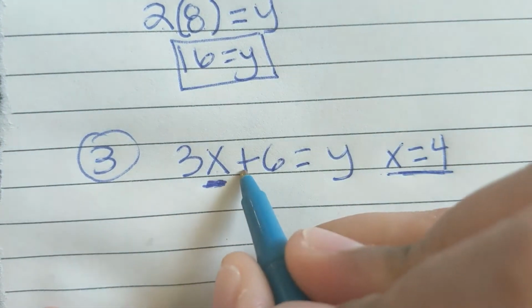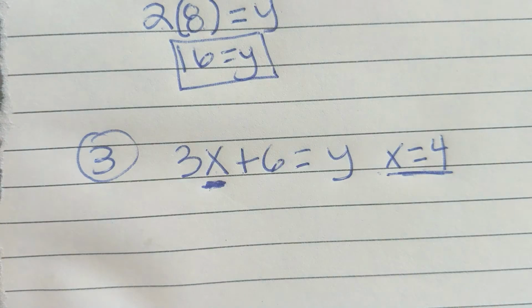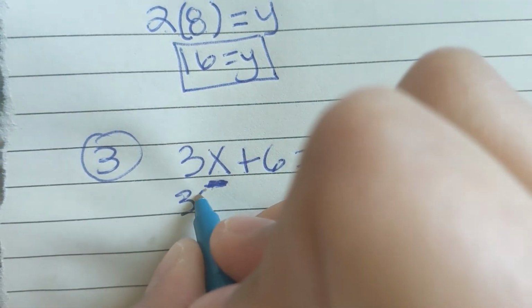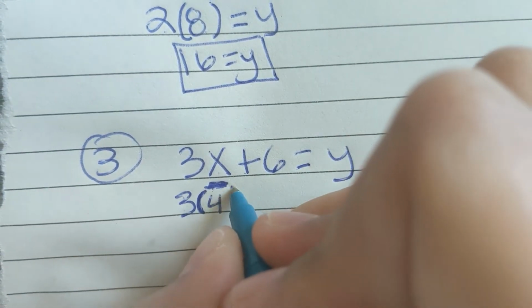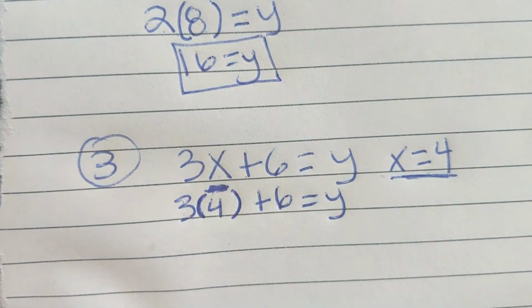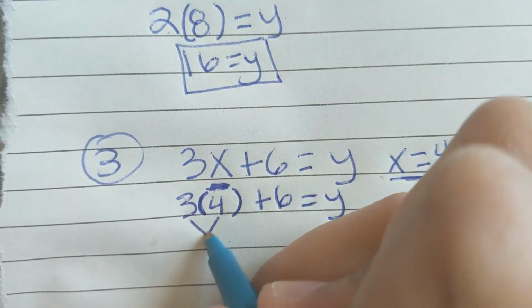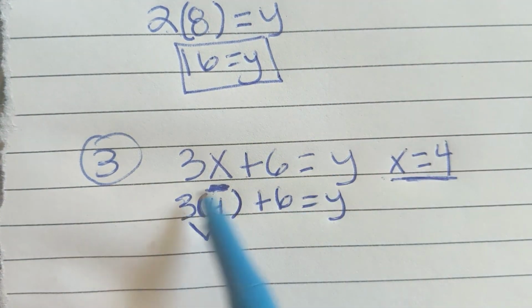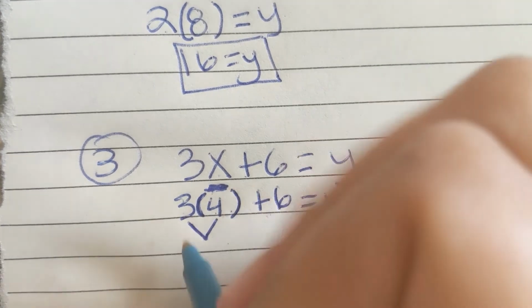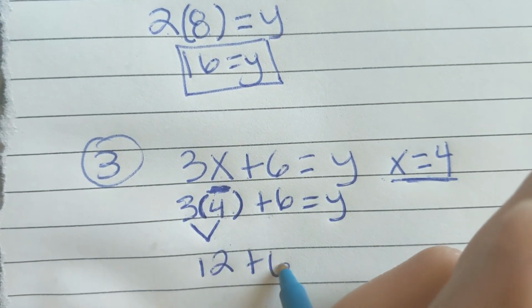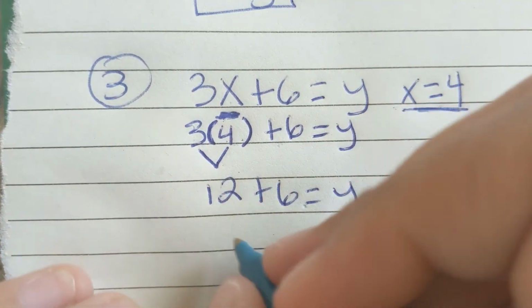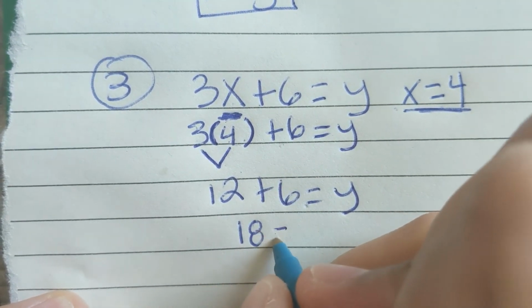So we're going to be replacing. And again, guys, I like putting that parentheses. Okay? So we're going to have 3 times 4 plus 6 is equal to y. Okay? So now I can use PEMDAS. So remember, we're going to multiply before we add. Okay? So 3 times 4 is 12 plus 6 is equal to y. So then 12 plus 6 is 18. So I'm going to put 18 is equal to y.